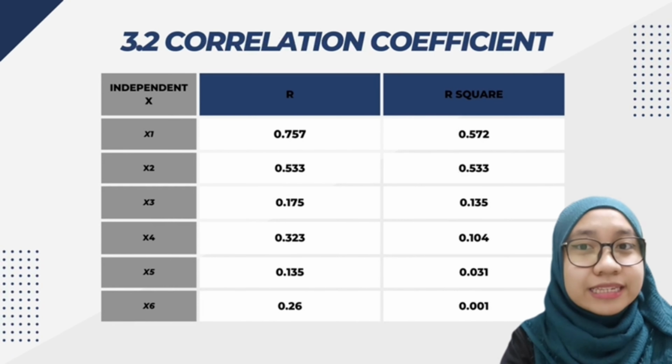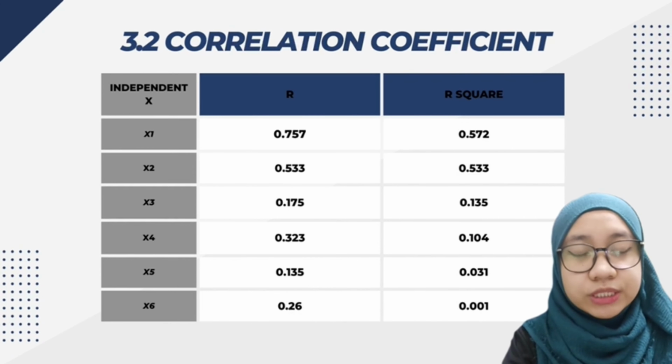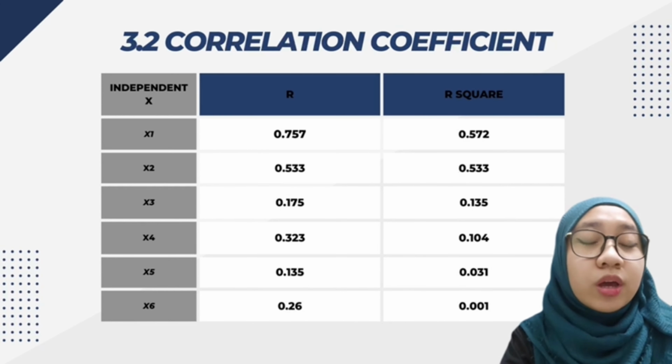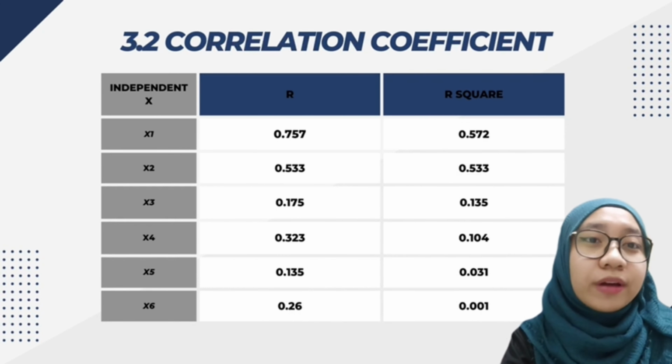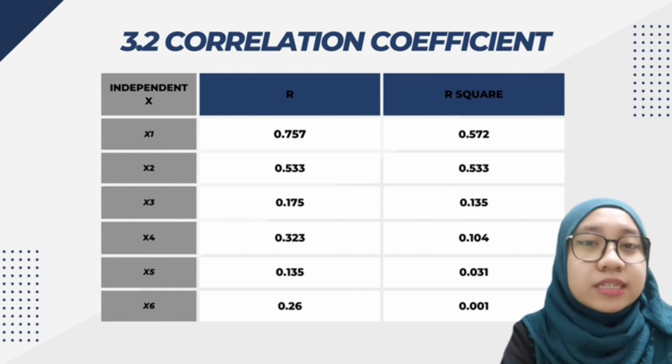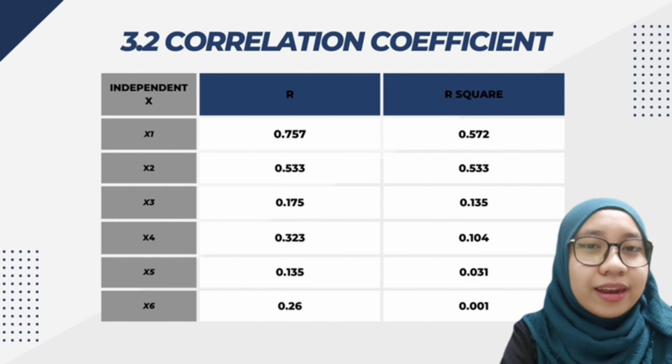We've got the highest r and r squared for x1, which is the reported violent crime rate per 100,000 residents. So as we can see, for the x1 variable, r equals 0.757, while for r squared, we've got 0.572, which is the highest r and r squared.